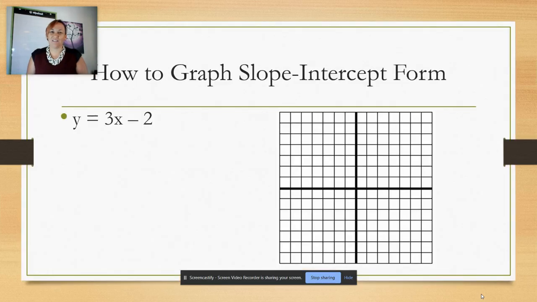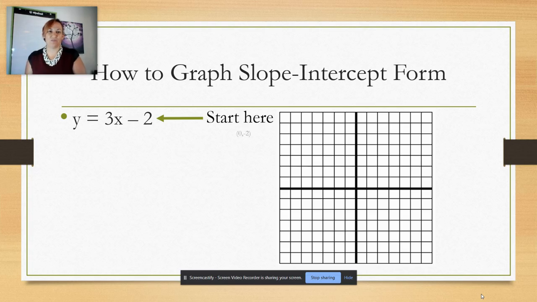Okay, we're going to start today with how to graph something in slope-intercept form. Slope-intercept form, if you don't remember, is y = mx + b. When you're graphing something in slope-intercept form, you always want to start by graphing the y-intercept. The y-intercept can be found at the end of the problem. Don't forget, a y-intercept is a point. It's a dot on a graph.